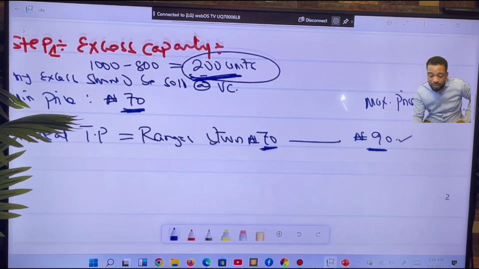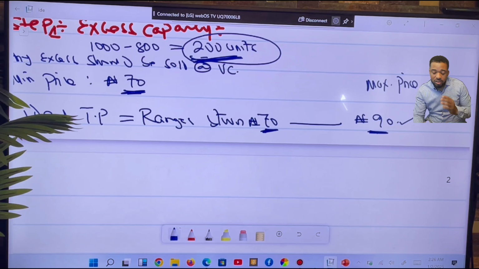So the next video that is going to be dropping on this is linking this ideal transfer price to transfer price that is based on opportunity cost. Please watch and check this channel again.